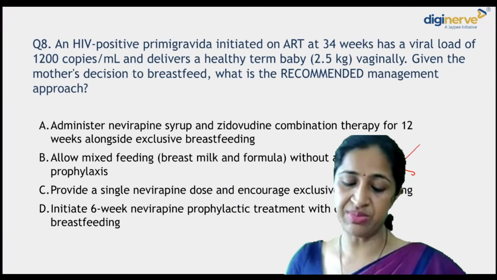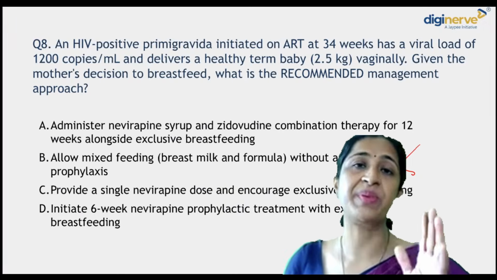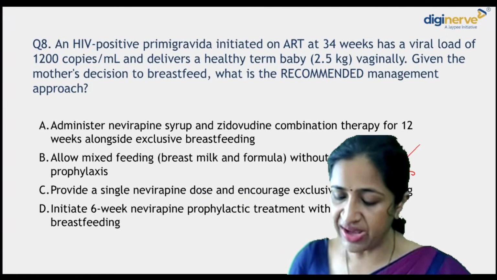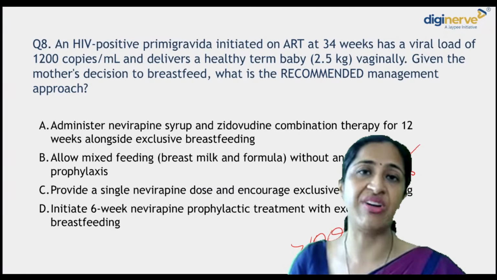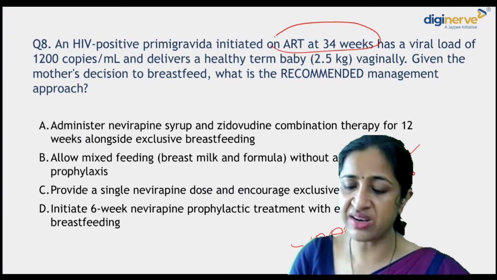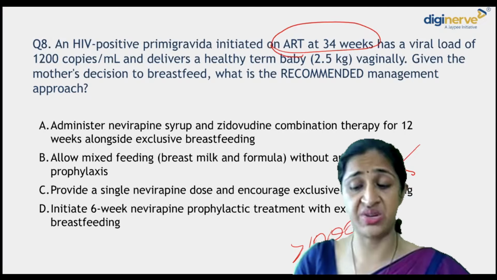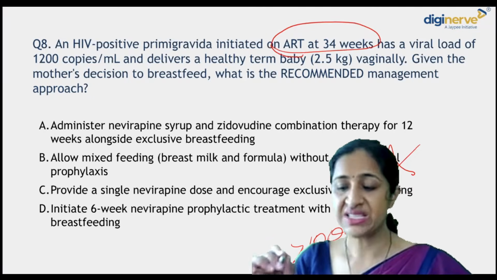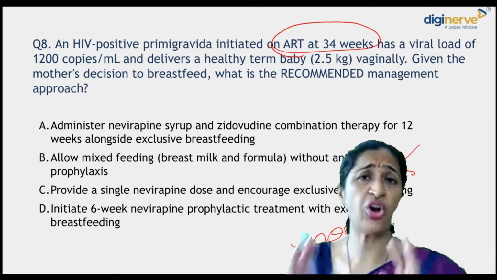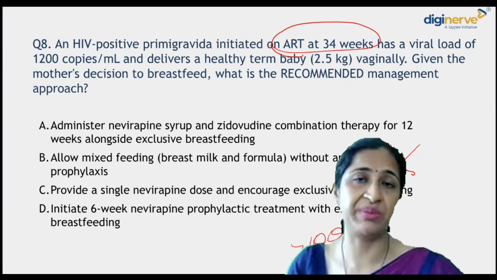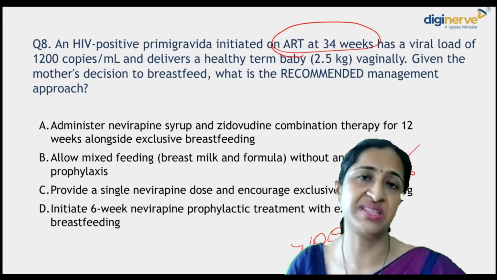Now, the decision between A, C and D depends upon the viral load. Any viral load more than 1000 copies per ml is high viral load. She was started on ART not upfront in pregnancy, but way late in pregnancy. In this kind of situation, there are a lot of viral particles already in the baby, but we cannot test them until 6 weeks of age.